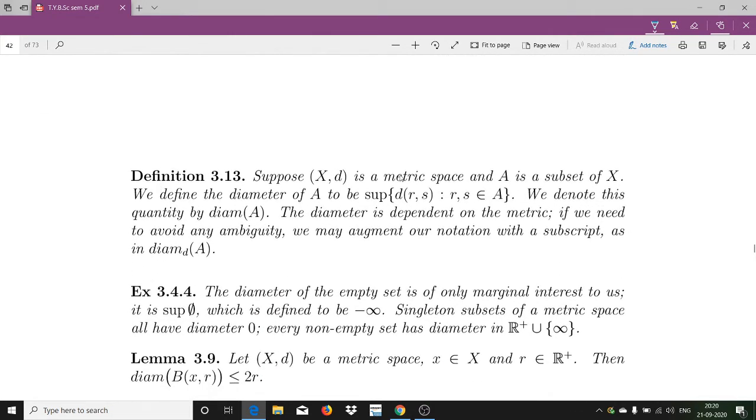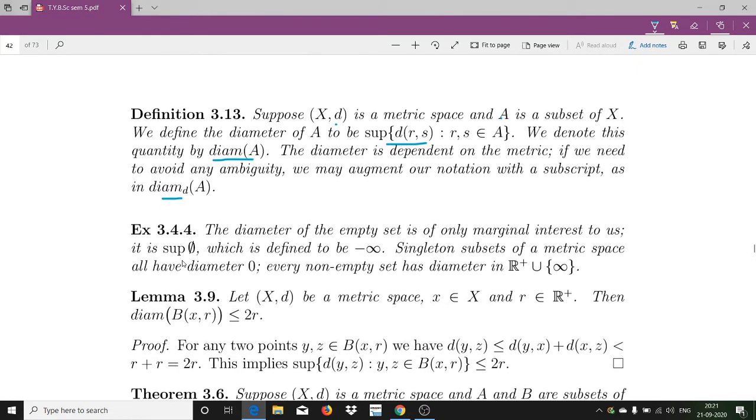If you have a metric space (X, d) and you have a subset A, then diameter of A is defined to be supremum of d(r, s), where r and s belong to A. That means it is the supremum of distance between 2 points of A. And we denote this by diam(A). So it will denote the diameter of A. And again, if we want to emphasize the metric, we will write diam_d(A).